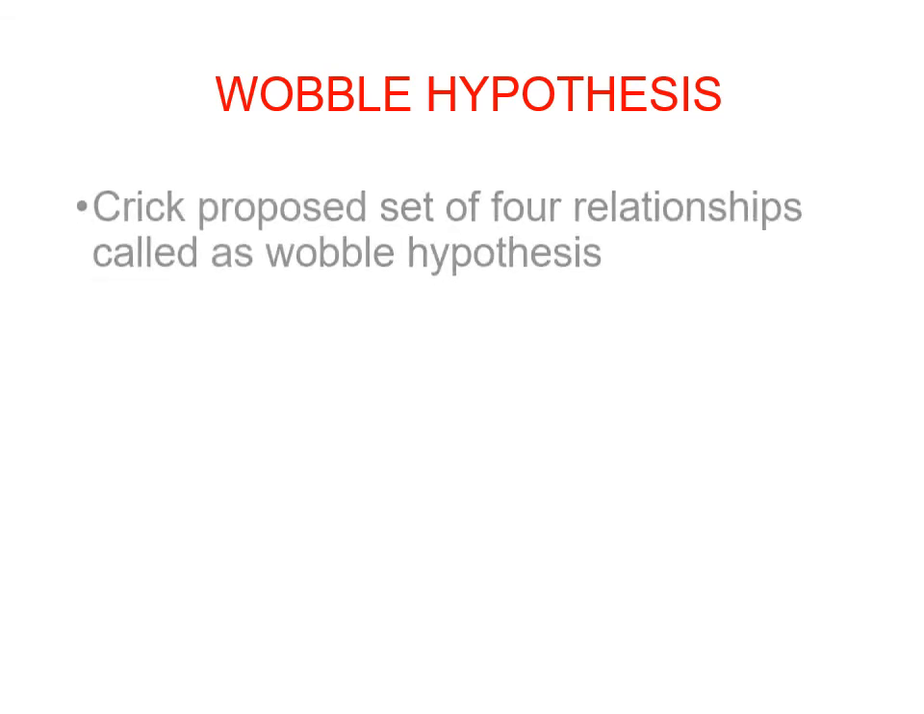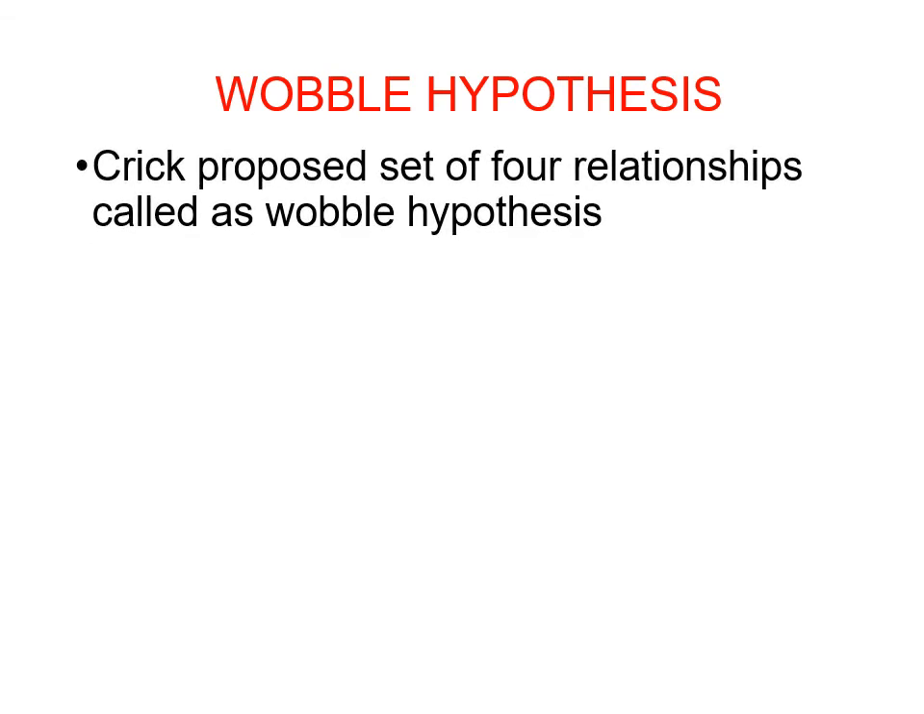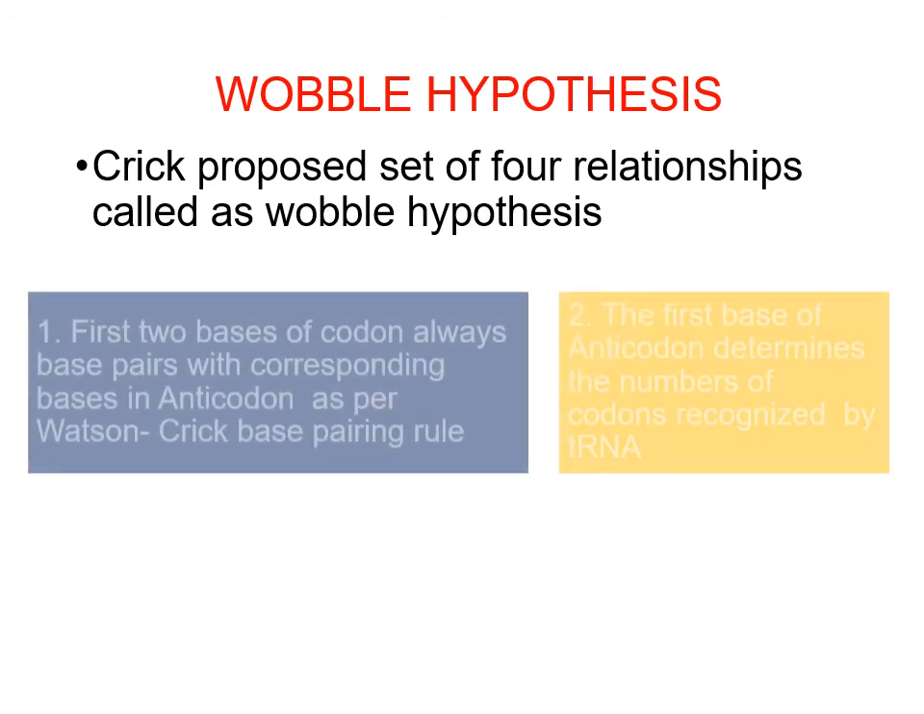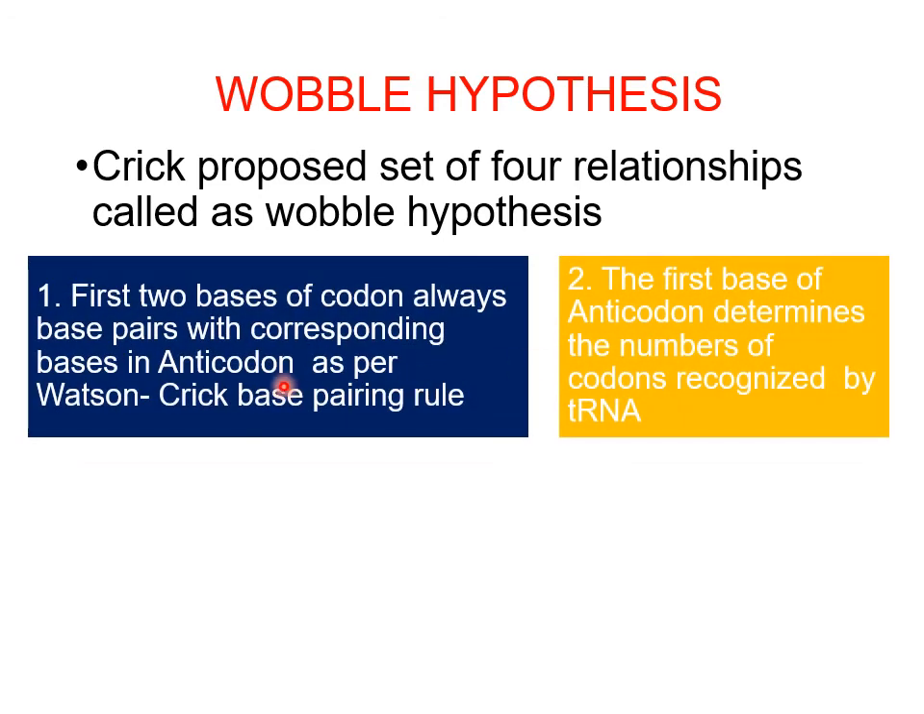Now, based on these observations, Crick proposed a set of four relationships called the wobble hypothesis. Now, what are these four relationships? Let us see. The first one says the first two bases of the codon always base pair with the corresponding bases in the anticodon as per the Watson and Crick base pairing rule. Whereas the first base of the anticodon, which forms a complementary base with the third nucleotide of the codon, determines the number of codons recognized by the tRNA.